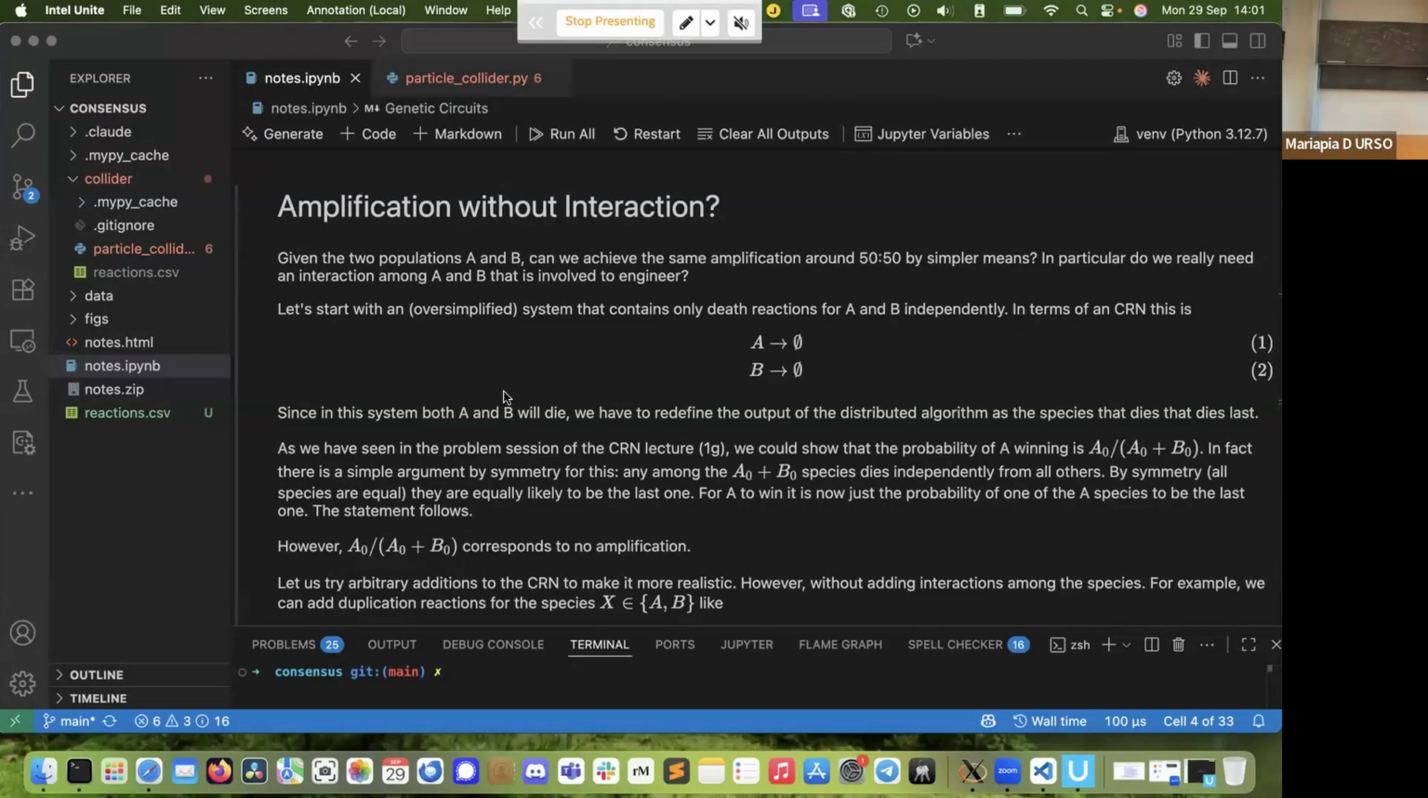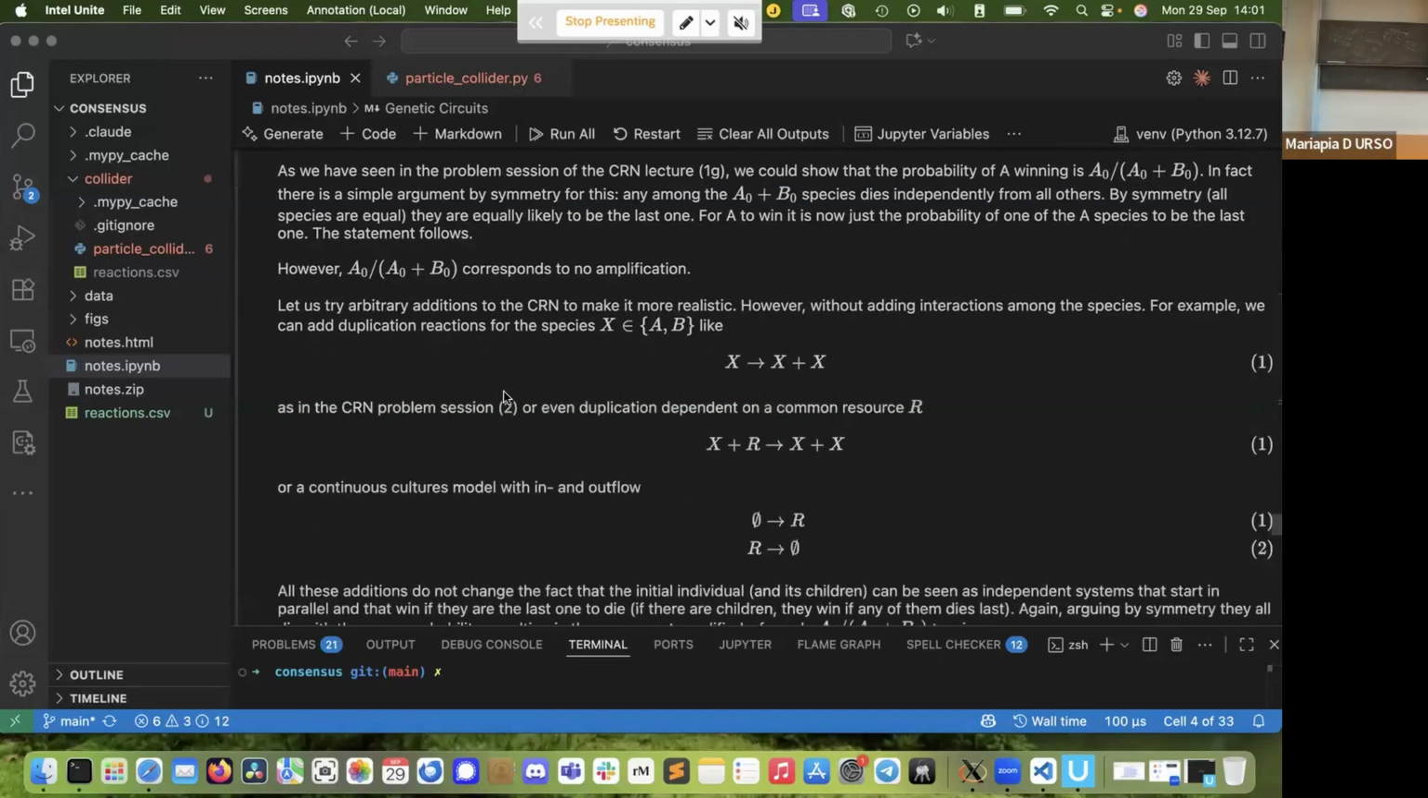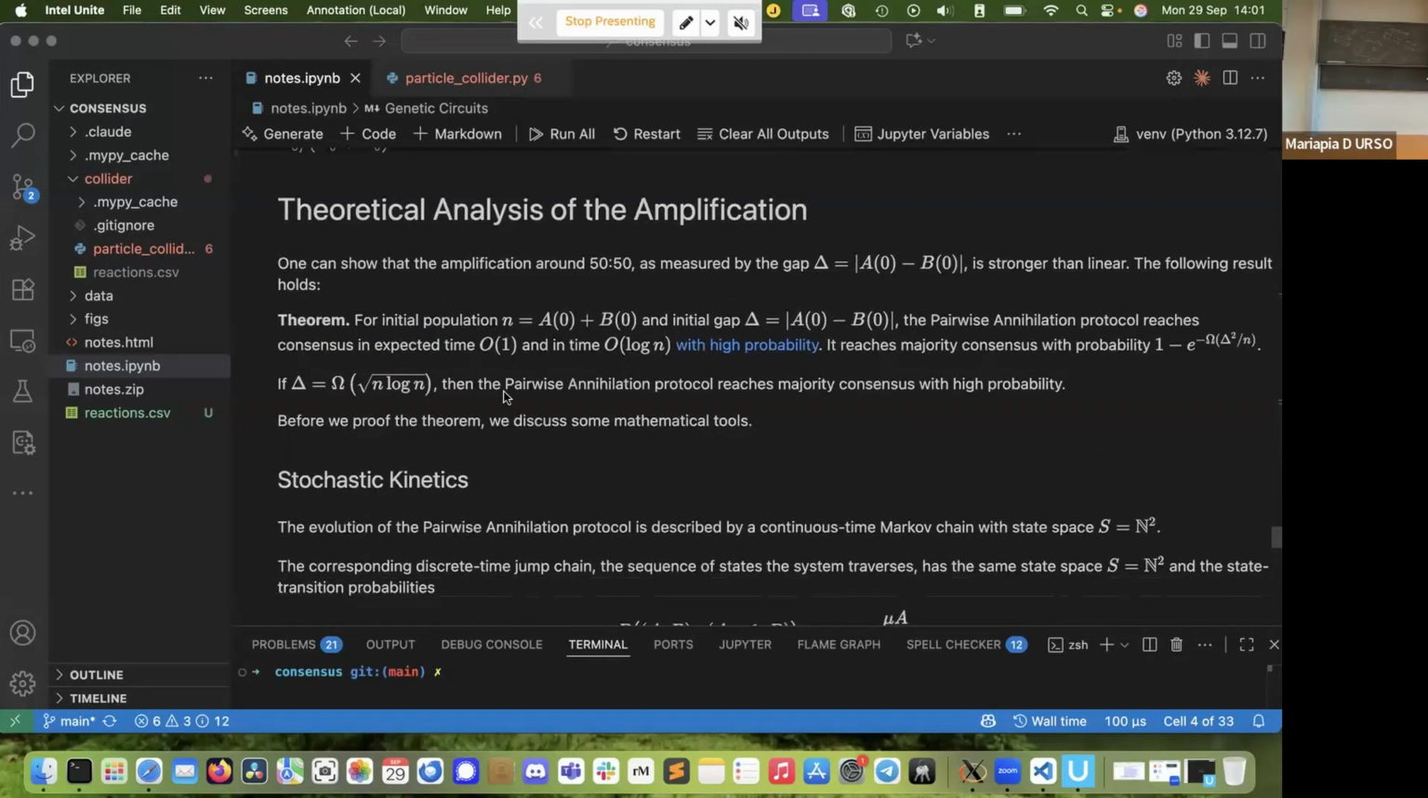And that's a very interesting design rule for us, right? It tells us that if we want to design amplification, we actually have to use interaction in this play of games.